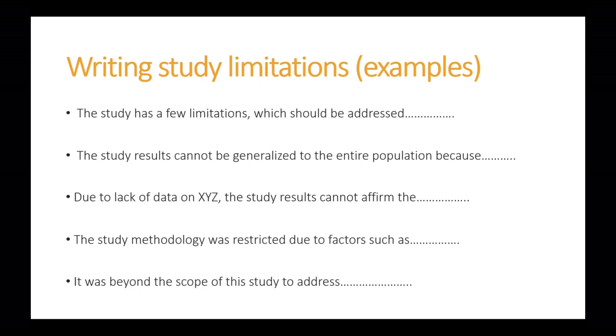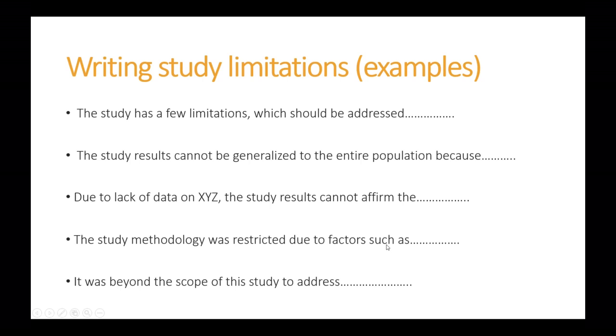Or you can also write that due to lack of data on XYZ, the results cannot confirm. Let's say you're doing a study on asthma and smoking, and there were a few health factors that you wanted to consider. However, those factors are not available in that data set, then that becomes your limitation and you can write that. You can also write that the study methodology was restricted due to certain factors. Whatever method you used for conducting this research, it could be restricted.